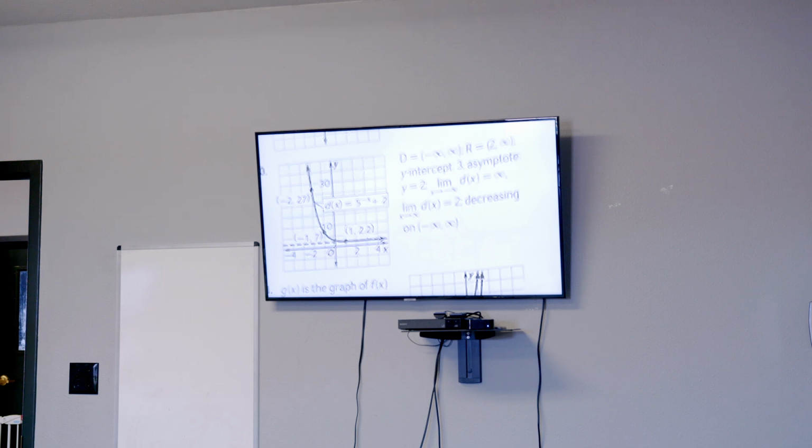The limits, as x approaches negative infinity, the limit would be positive infinity. The limit as x approaches positive infinity would be 2.